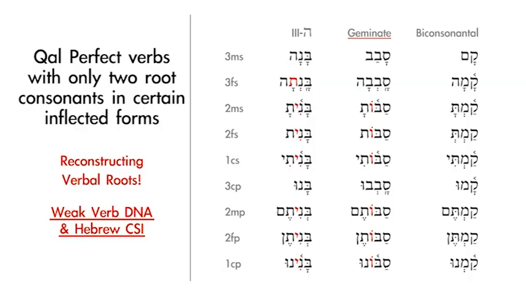Finally, in the biconsonantal weak verb class, we're going to identify this verb by the process of elimination. There's no hireq yod stem vowel. There's no dagesh forte in the geminate consonant. There's no holum vowel connecting vowel. Because of that, we can properly identify these as biconsonantal.